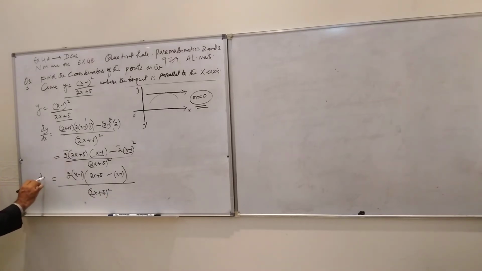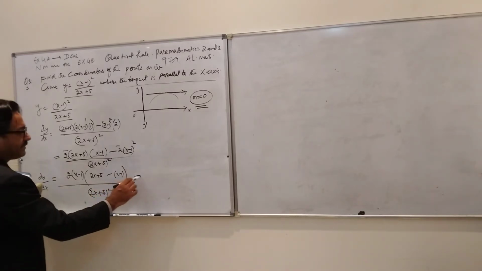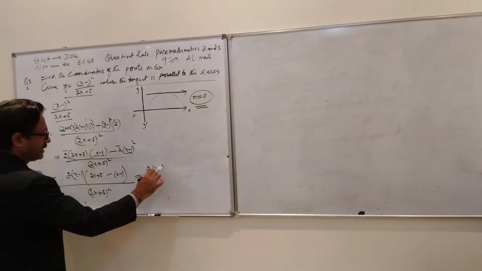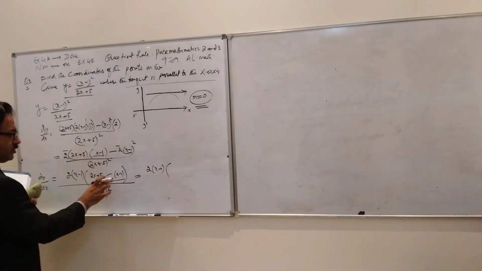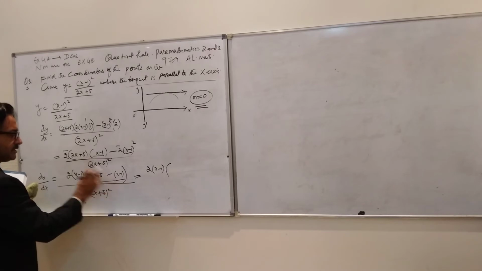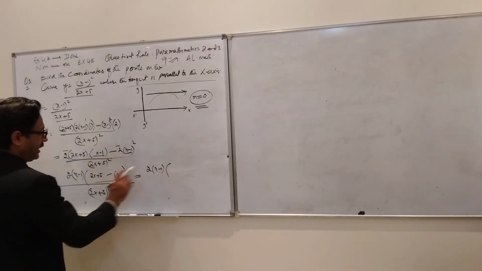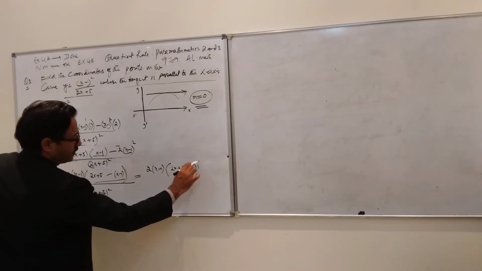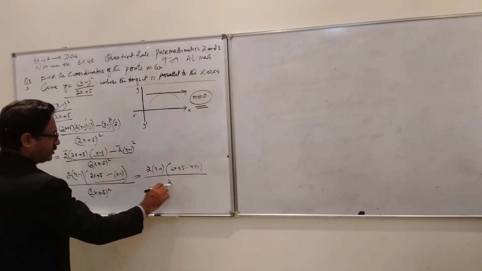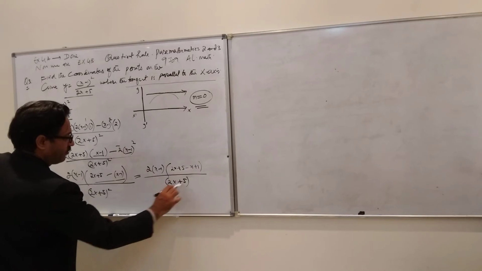That is dy/dx. Now, one more step I'm doing here, 2 into (x minus 1). Solve this, which means make it simple. 2x and minus x, so 2x plus 5 minus x plus 1, divided by 2x plus 5 whole square.